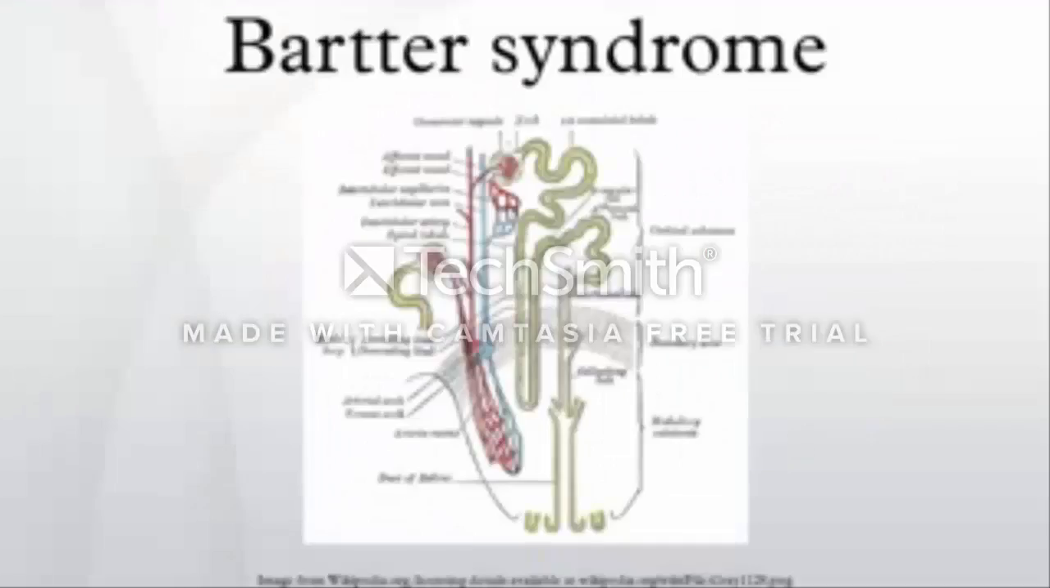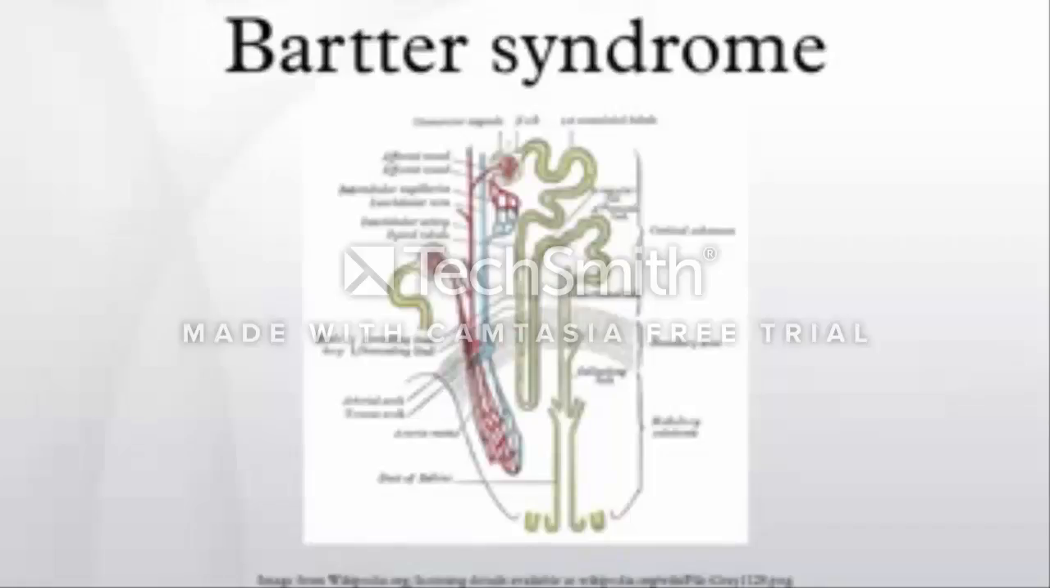Bartter syndrome is a rare inherited defect in the thick ascending limb of the loop of Henle. It is characterized by low potassium levels, increased blood pH, and normal to low blood pressure. There are 2 types of Bartter syndrome, neonatal and classic. A closely associated disorder, Gitelman syndrome, is milder than both subtypes of Bartter syndrome.